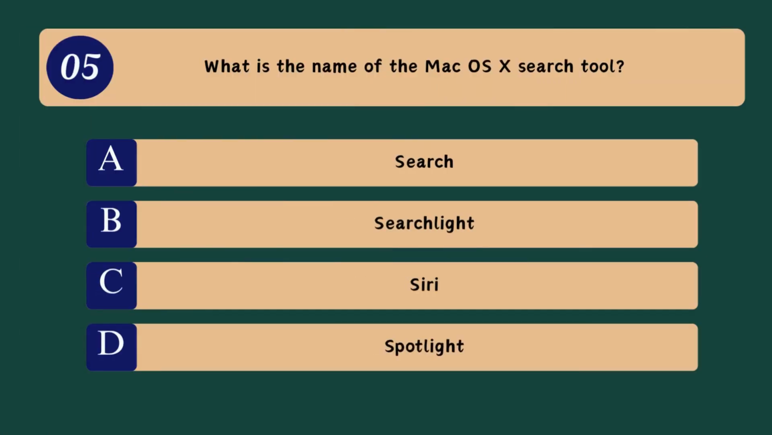Question 5. What is the name of the Mac OS X search tool? A. Search. B. Searchlight. C. Siri. D. Spotlight. Correct answer: D. Spotlight.